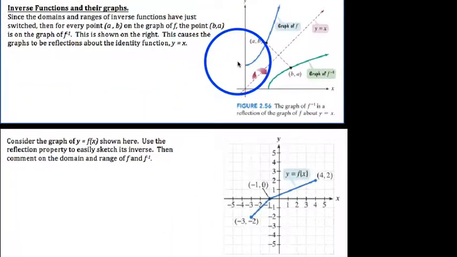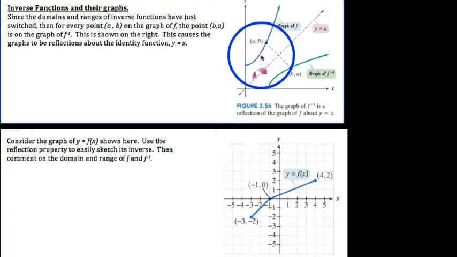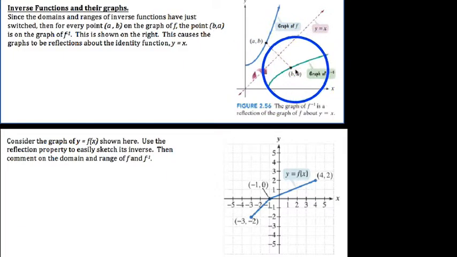Okay, YouTube, in this last video on inverse functions that I'm doing here, I'm going to comment on the nature of the graphs of a function and the graph of its inverse function. And so the number one point we're going to draw upon when we talk about the relationship between the graph of, say, f and some f inverse here is the fact that the domains and ranges of inverse functions have just switched, okay?